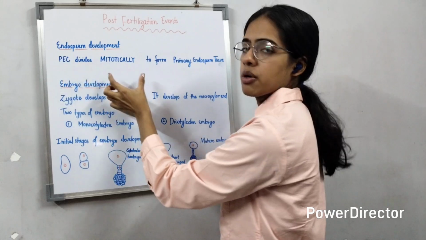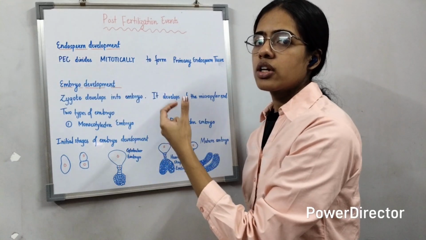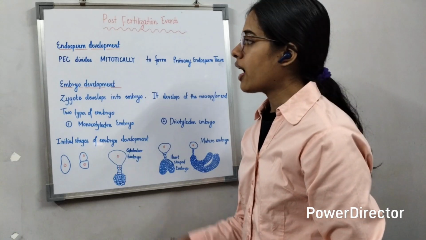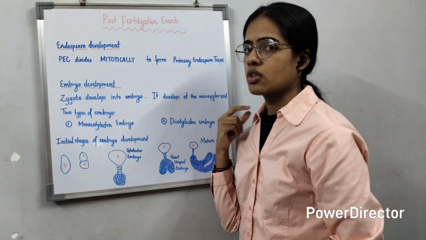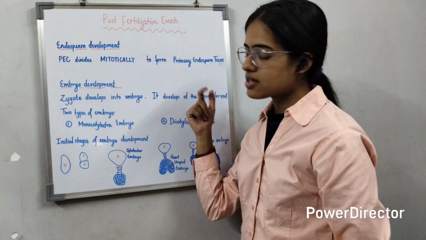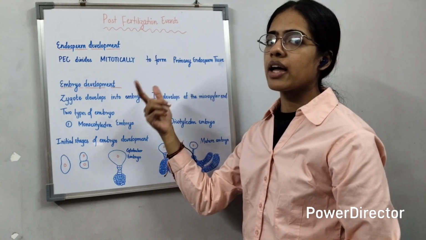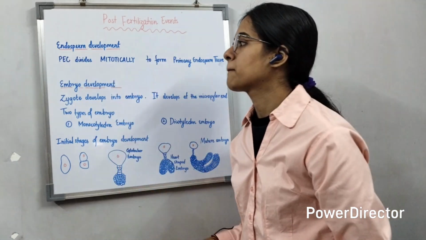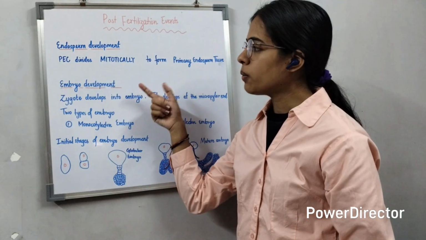So the primary endosperm cell divides mitotically. The division of cells occurs by mitosis, and it forms the primary endosperm tissue. So that is what happens here. There is the formation of primary endosperm tissue by the division of primary endosperm cells in a mitotic manner. This is clear, I hope.